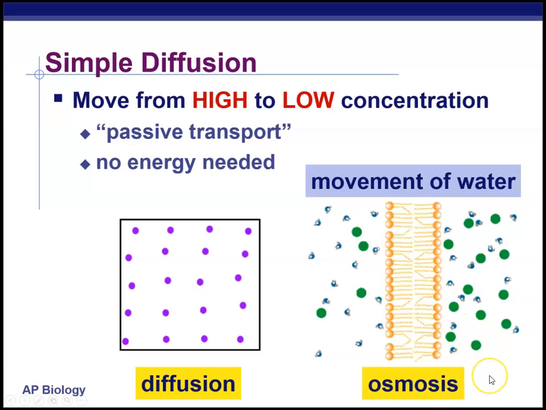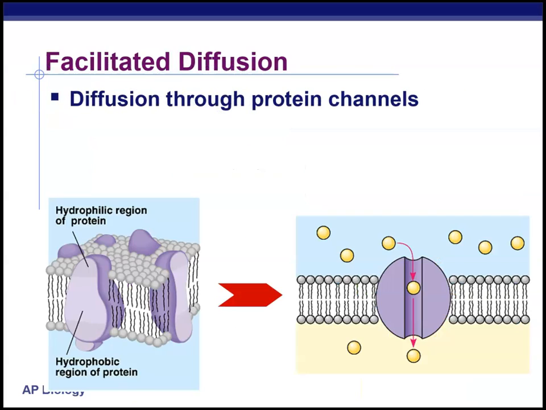In fact, water also moves in the same way. Water molecules like to spread out from where there's more water molecules to where there's less water molecules. When water moves because of simple diffusion, this is called osmosis.